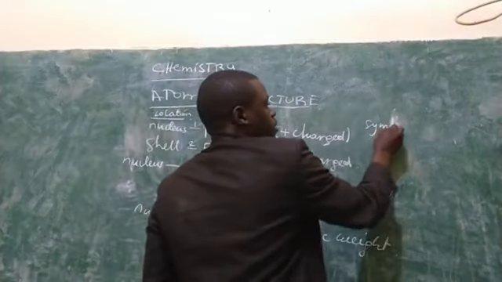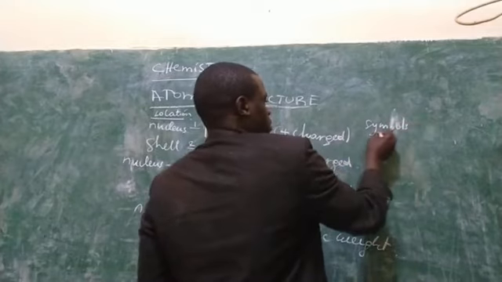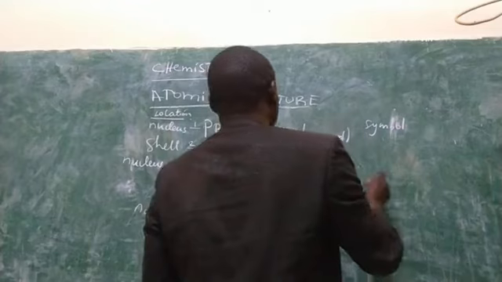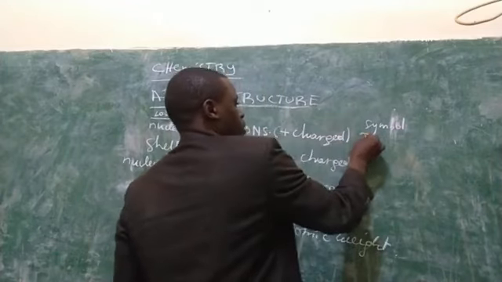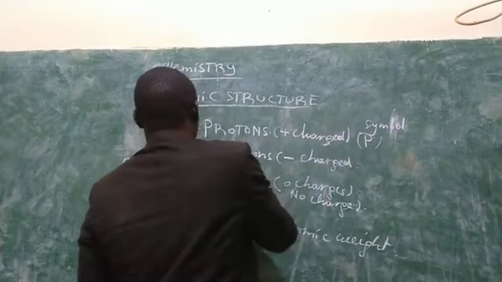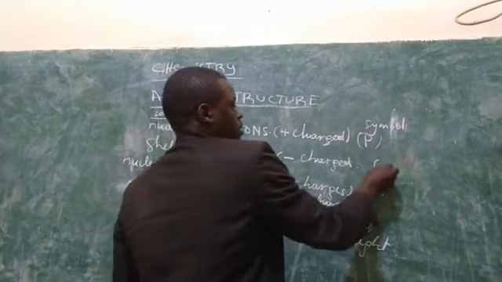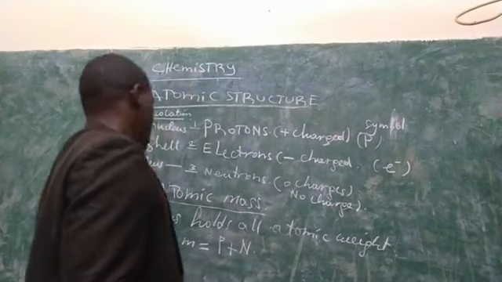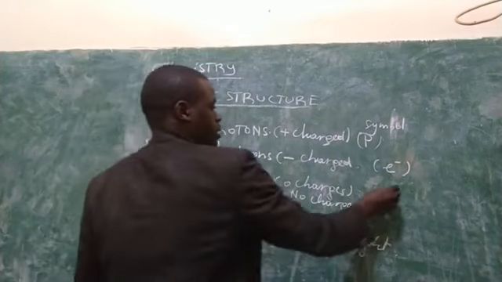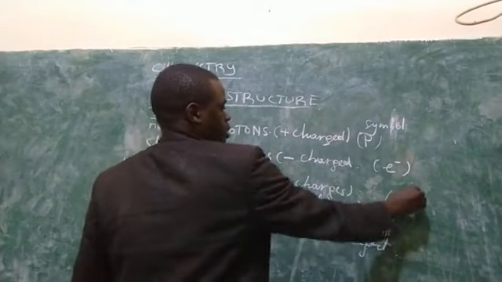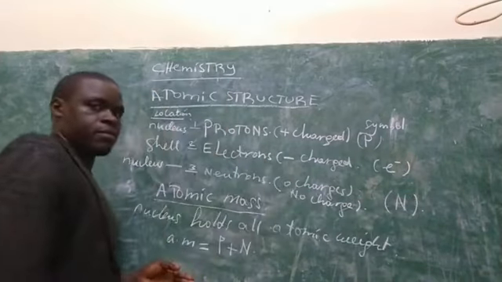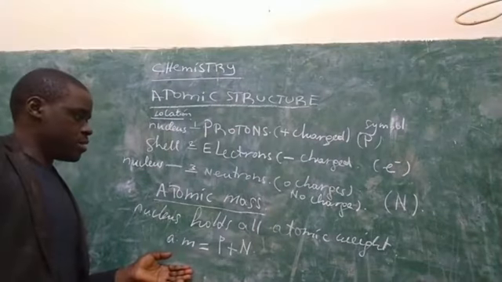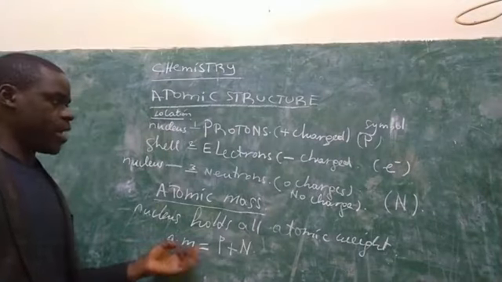The symbol for proton is P. For electrons it is E, and for the neutrons it is N. So this is what I can say.